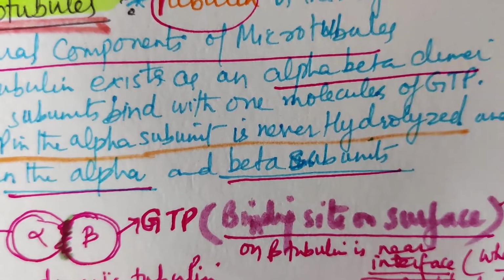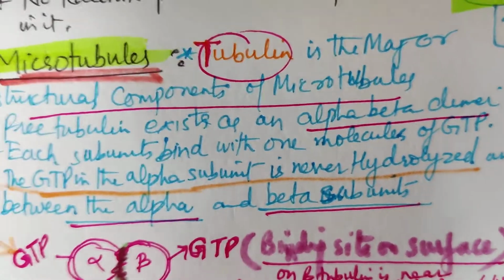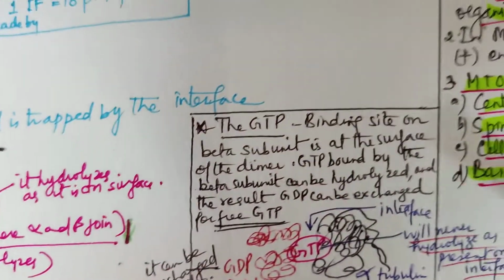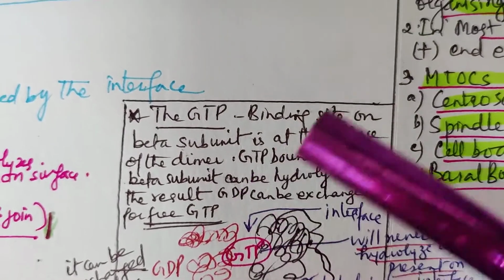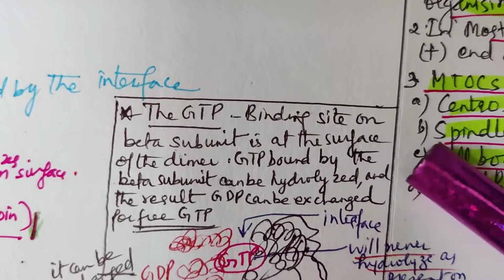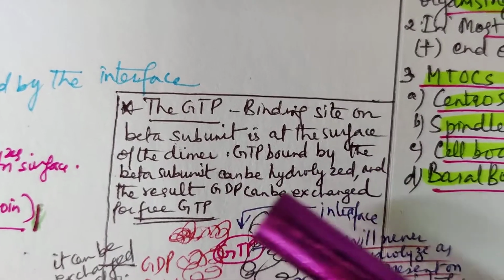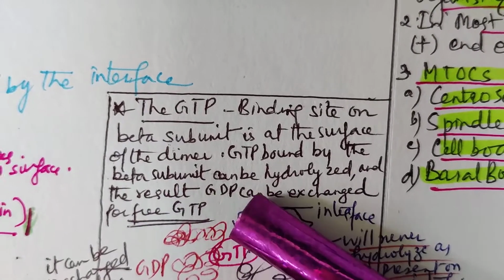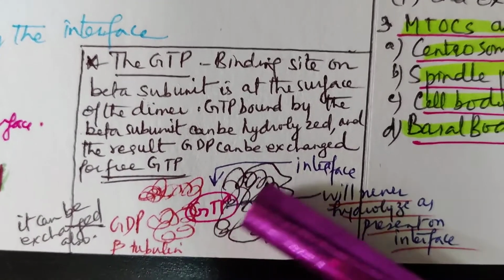At the binding site on the surface, it hydrolyzes as it is on the surface. This is talking about GTP. The GTP binding site on the beta subunit is at the surface of the dimer. GTP bound by the beta subunit can be hydrolyzed, and the result is that it can be exchanged for free GTP.